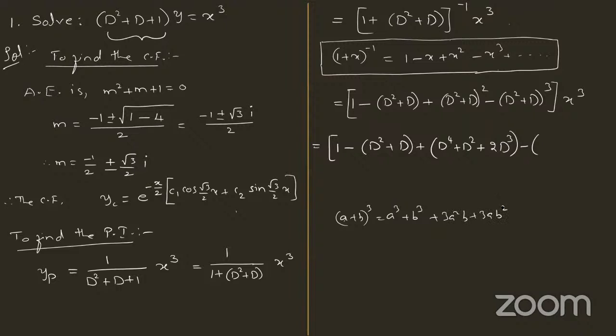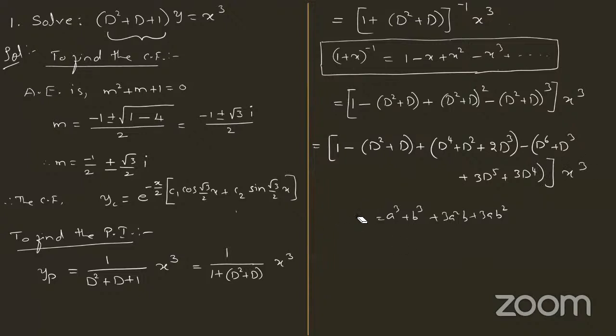So if I use this idea, it is (D²)³, that is D⁶, plus B³, which means D³, then plus 3A²B. A² means (D²)², that is D⁴, into D, so it is D⁵, plus 3AB². See, D² is already A, and if you take the square of this D², D² into D², it becomes D to the power of 4. So you got all the 4 terms, and you are operating all this on x³.